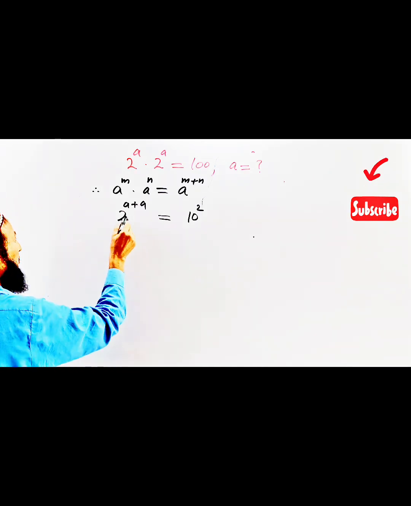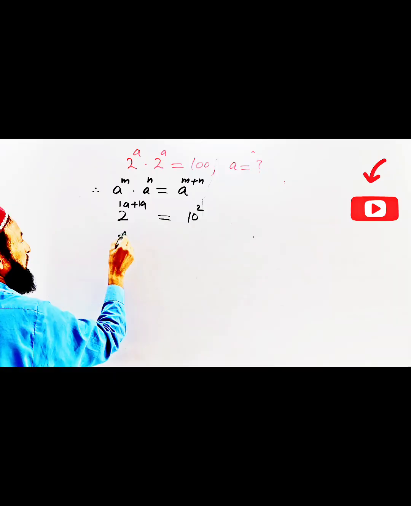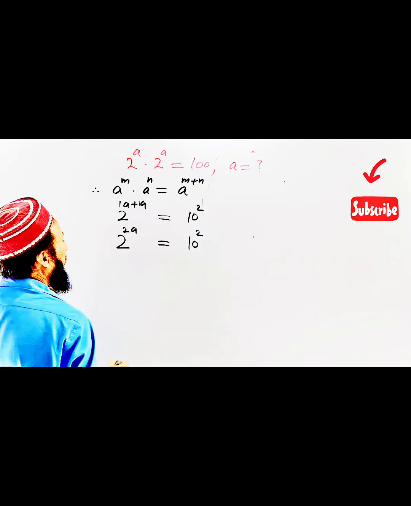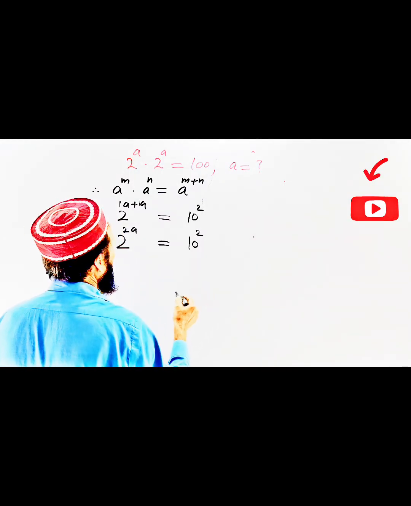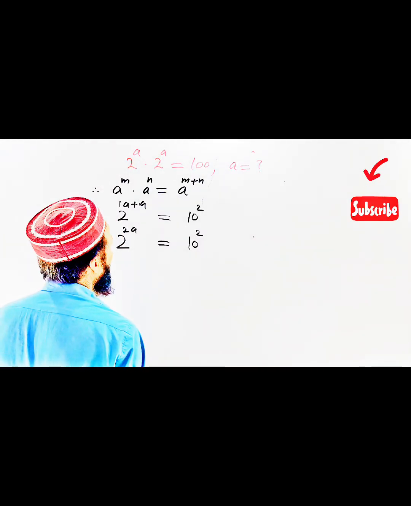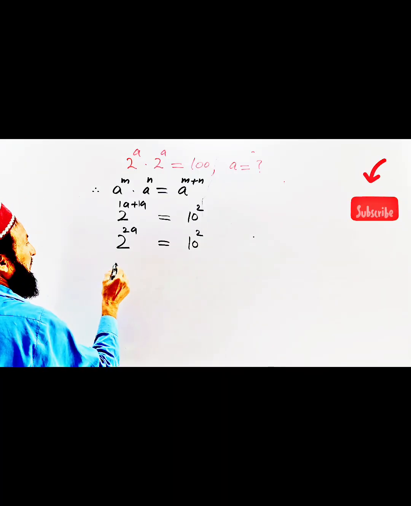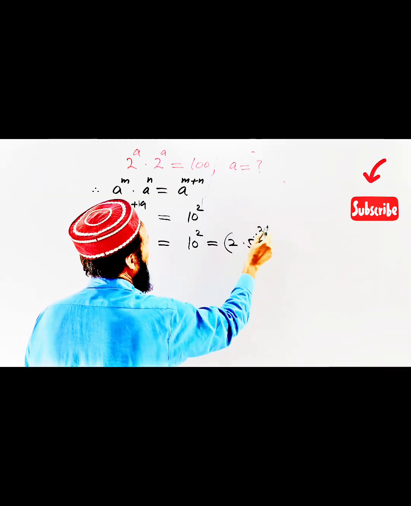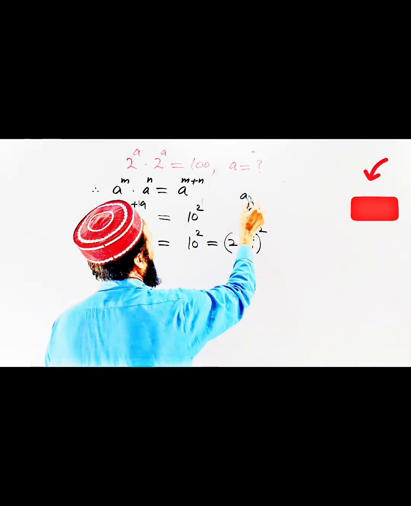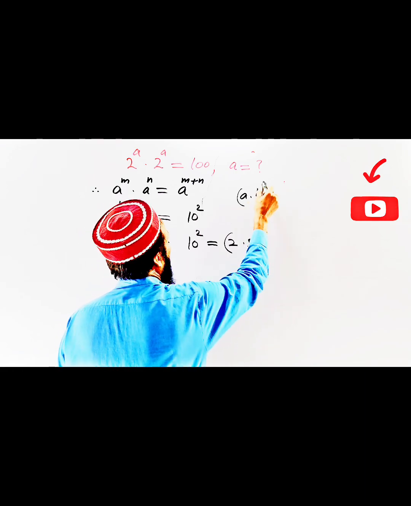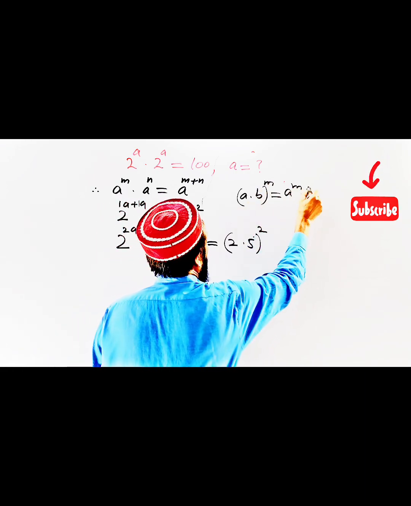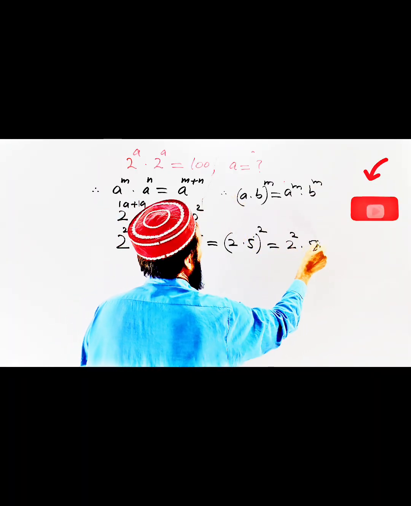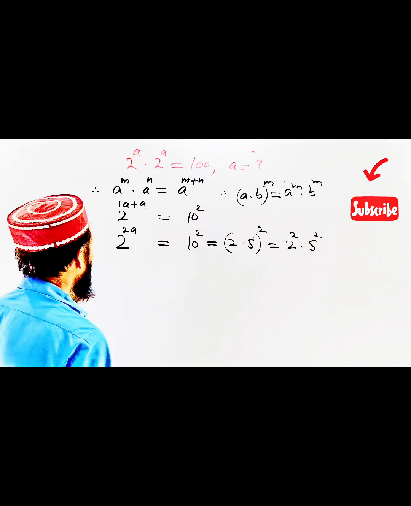Now we add the coefficients: 1 a plus 1 a is 2a, so 2 exponent 2a is equal to 10 square. Now we write this term according to the rule. 10 we can write as 2 multiplied by 5. Once again we are using the rule (a times b) whole exponent m is equal to a exponent m times b exponent m. According to this rule we open this term, so 2 square and 5 square.